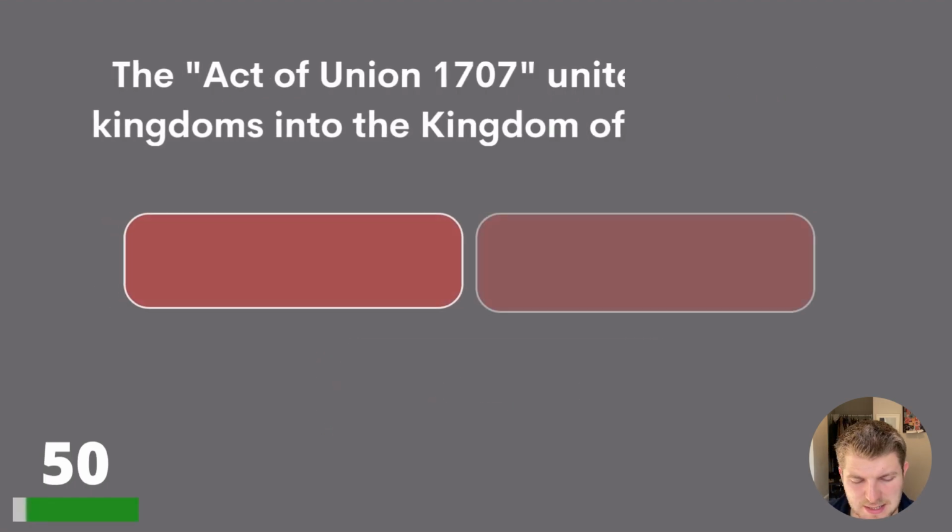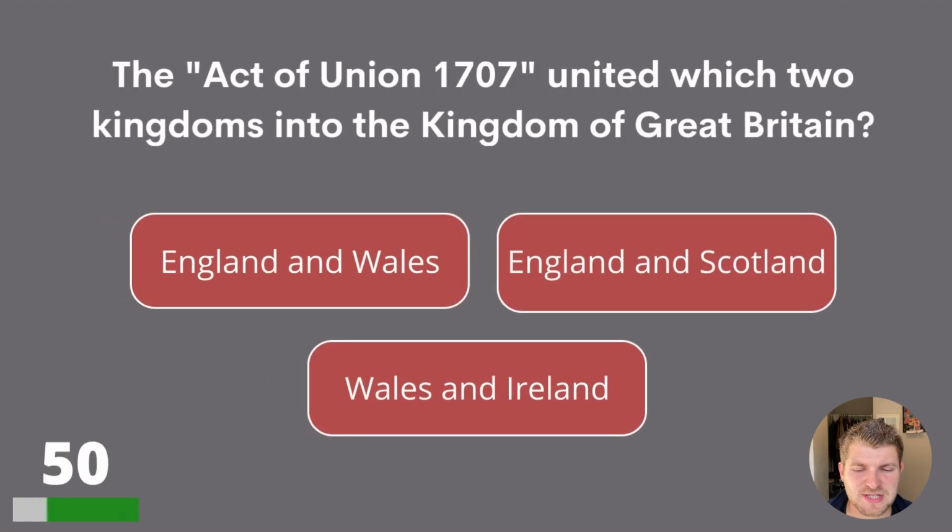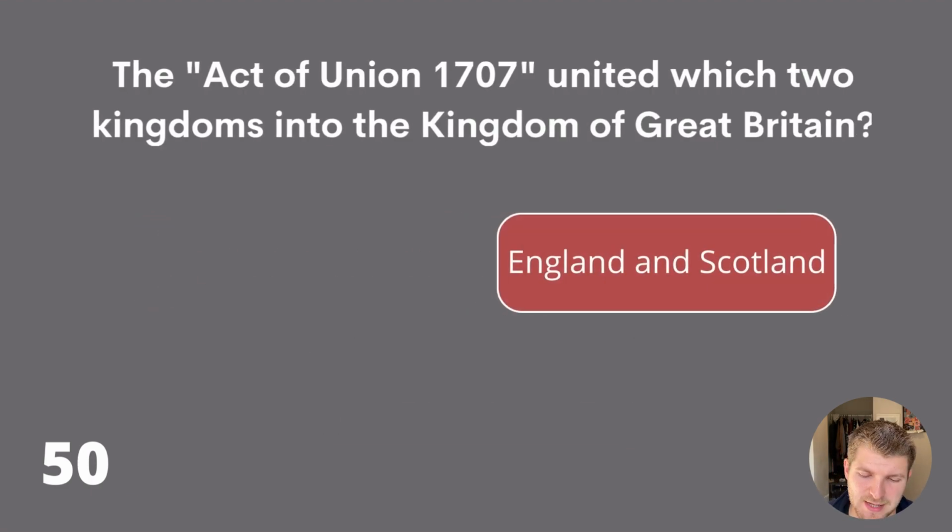Question 50. The Act of Union 1707 united which two kingdoms into the Kingdom of Great Britain? England and Wales, England and Scotland, or Wales and Ireland? The answer is England and Scotland.